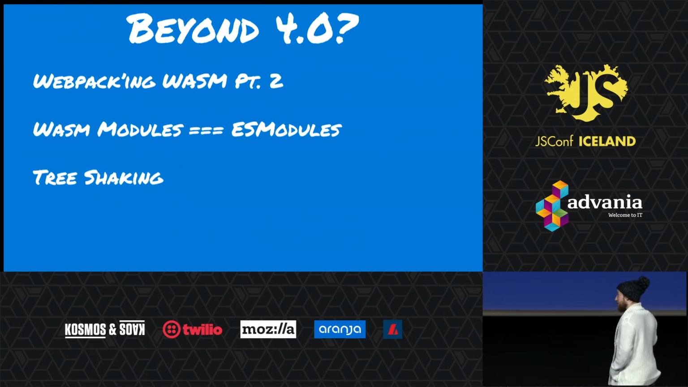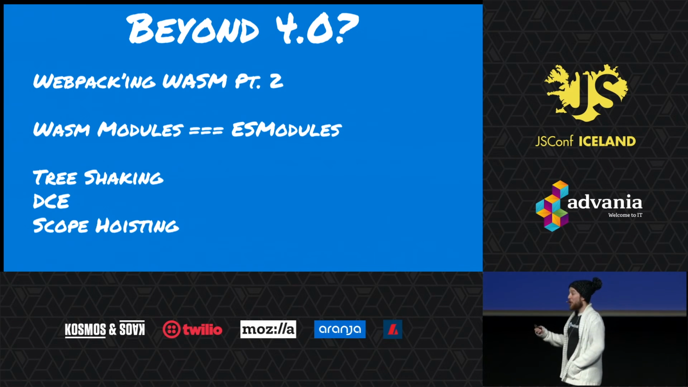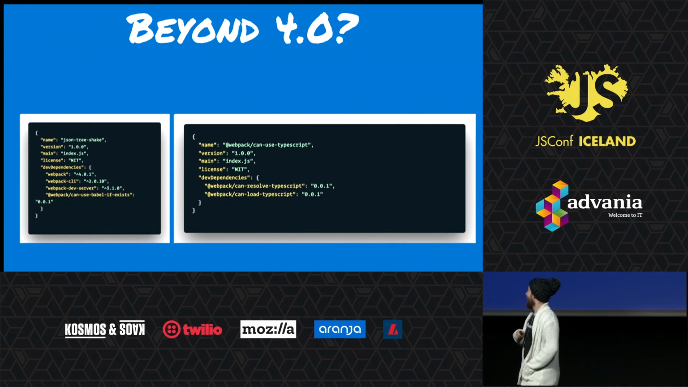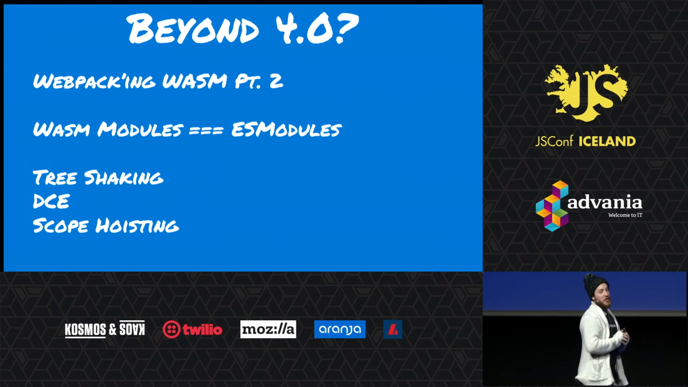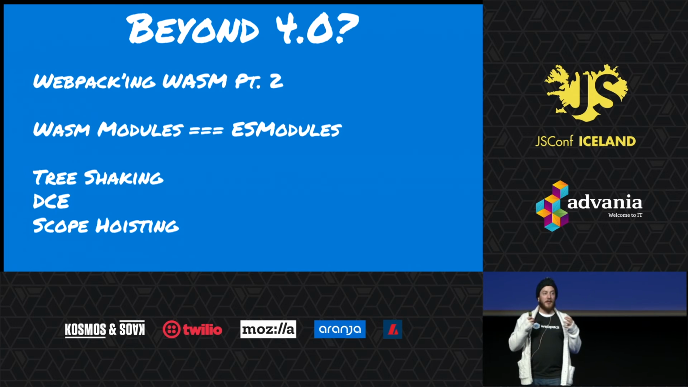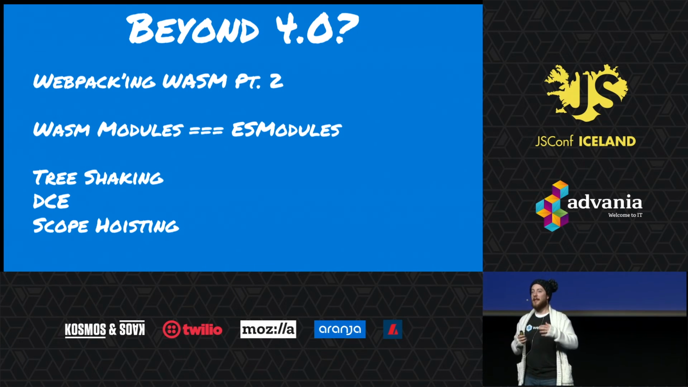And so this means tree shaking. You can do that. Dead code elimination. Scope hoisting WASM modules. And so this is super exciting because now WebAssembly goes from being something that you can use once or twice to using it just like any other JavaScript module and not taking a perf hit or a size hit or a runtime hit.